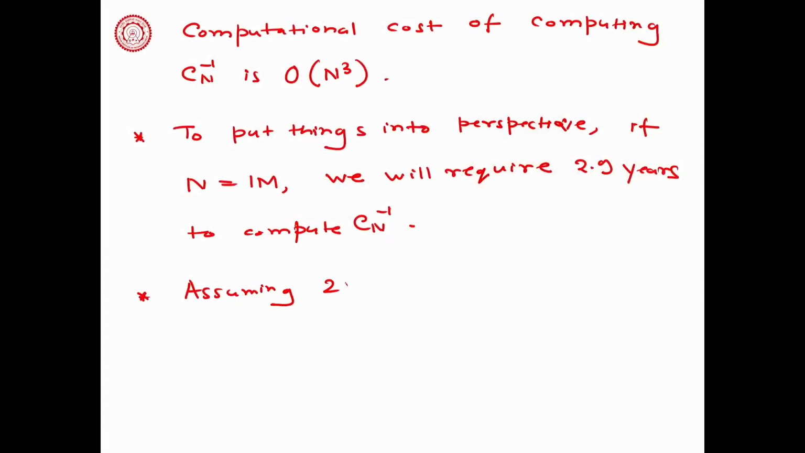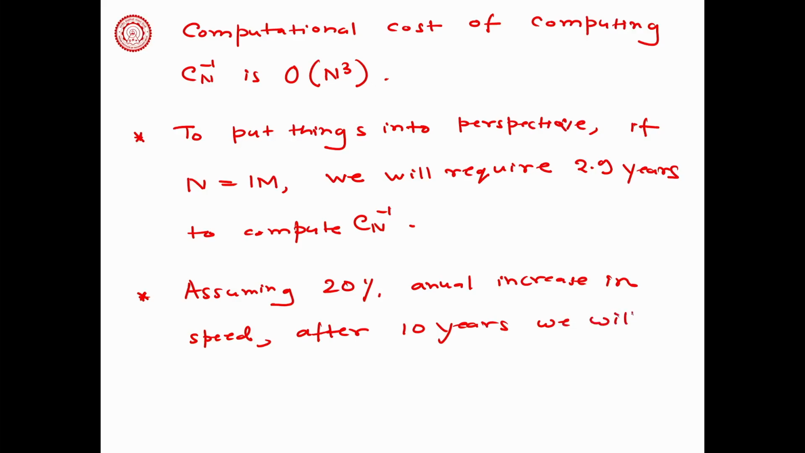So, assuming a 20% annual increase in computational speed, after 10 years, we will require somewhere around 172 days, which is still huge for just 1 million data.